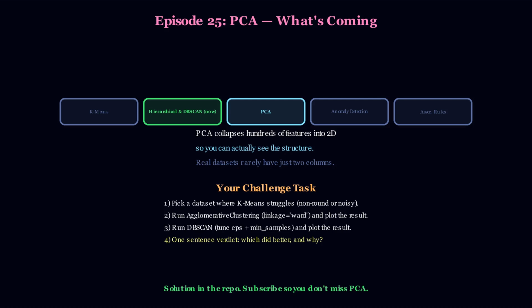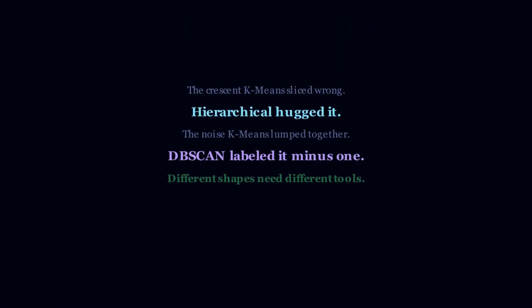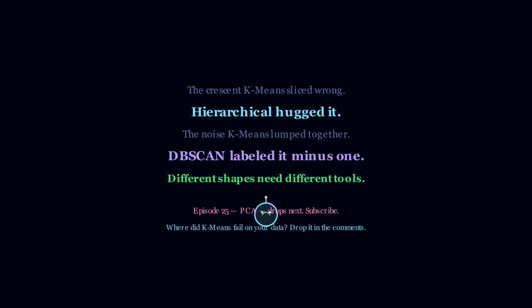Challenge task. Take any k-means failure dataset. Run both algorithms. Compare the plots. Write 1 verdict sentence. Solution in the repo. The crescent k-means sliced wrong. Hierarchical hugged it. The noise k-means lumped together. DBSCAN labeled it -1. Different shapes need different tools.